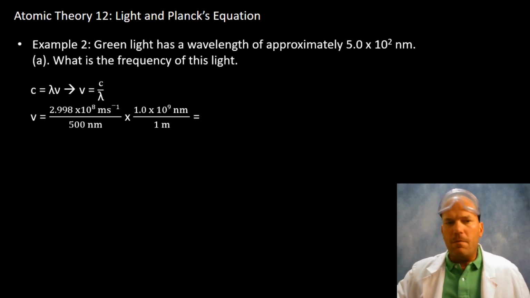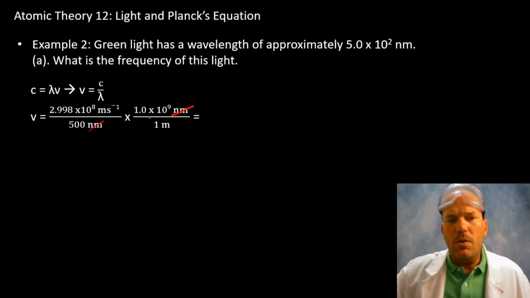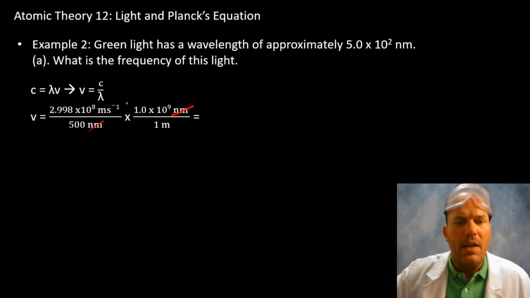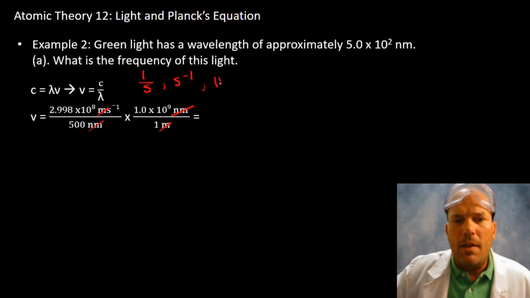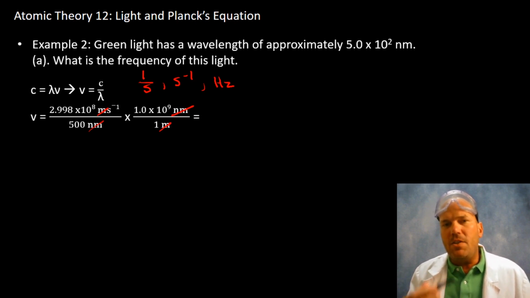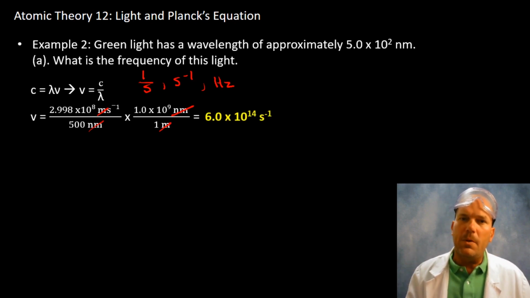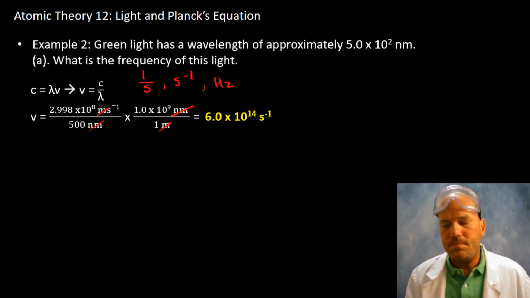Don't forget to convert the wavelength into meters, and also pay attention to your units where meters cancel out here, and you're left with the inverse of a second. And recall that those units are all the same and are the derived unit for frequency, or hertz. So grab your calculator and see if you get 6.0 times 10 to the 14th hertz.